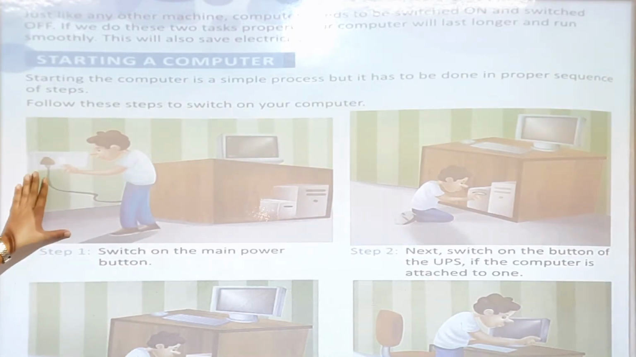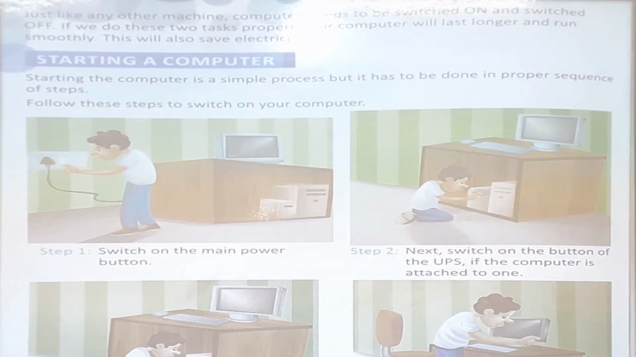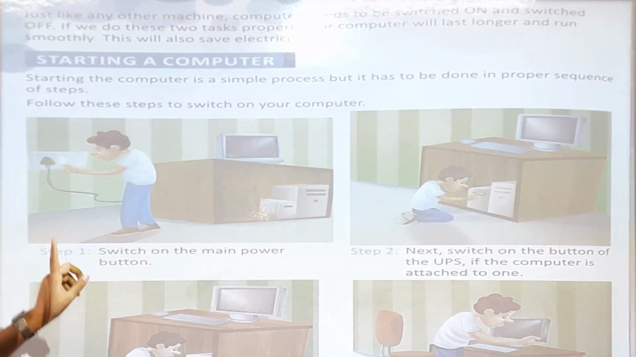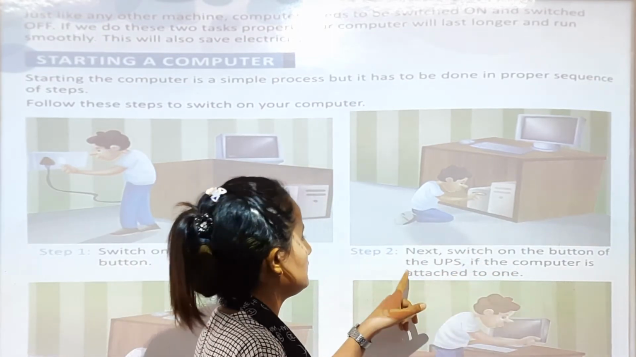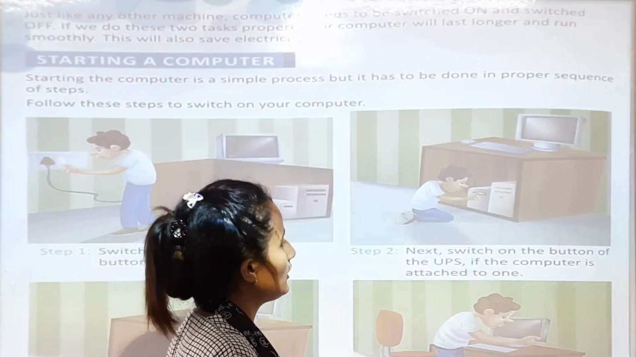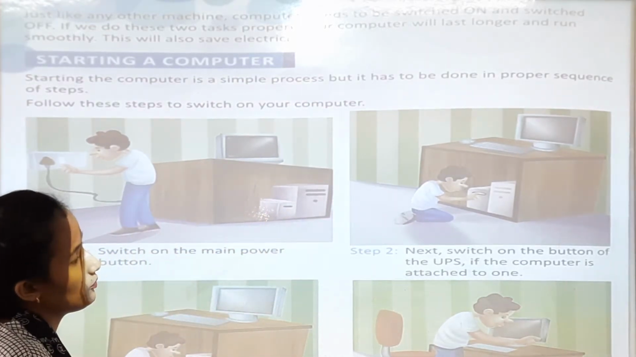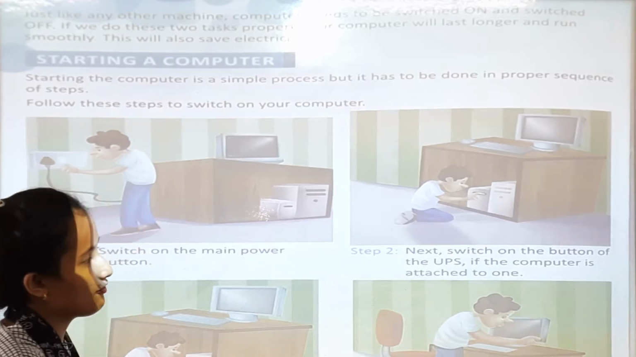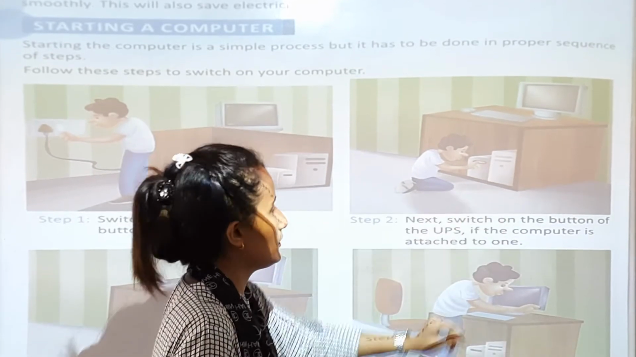Step 1, these are the pictures you can see. Step 1, switch on the main power button. First, when you are going to work on a computer, you have to switch on the main power button, the main switch. Next, second step, switch on the button of the UPS if the computer is attached to one. So, if the UPS is attached to the computer, you have to switch on the UPS button also. You can see the pictures, the UPS button.